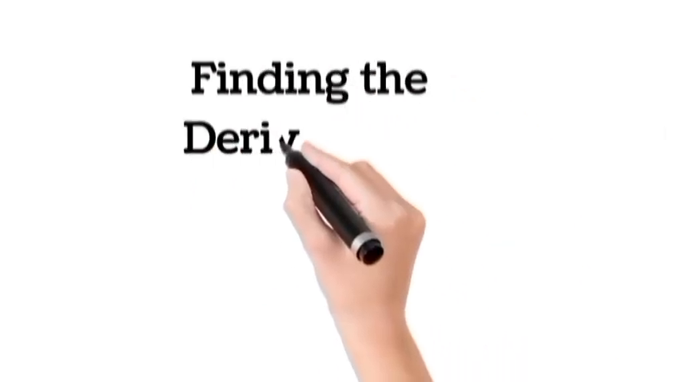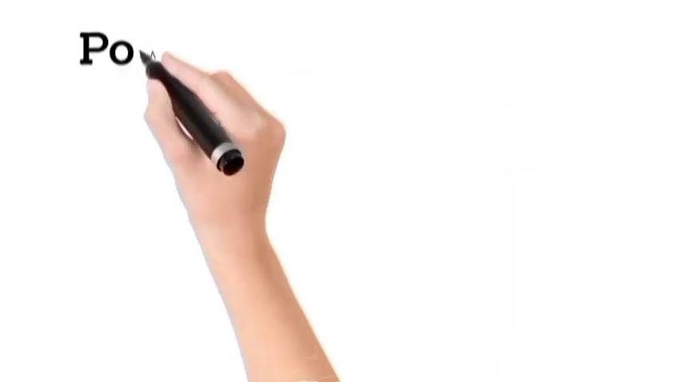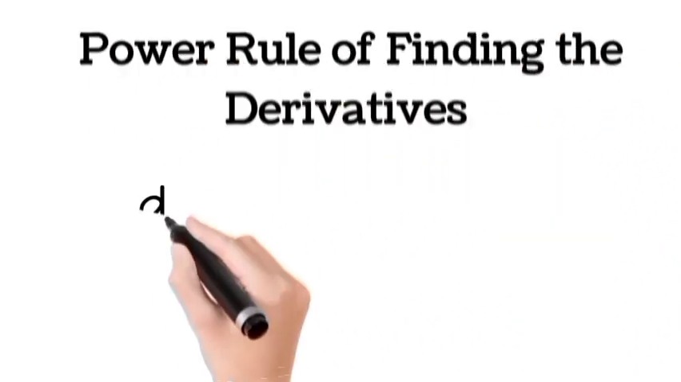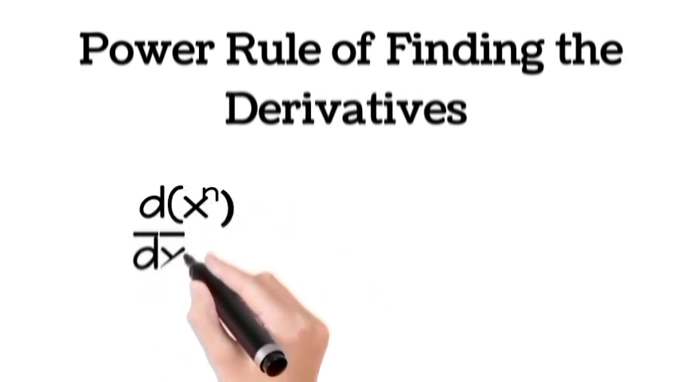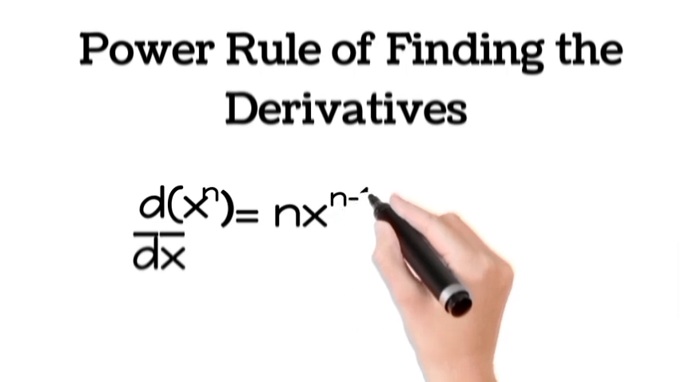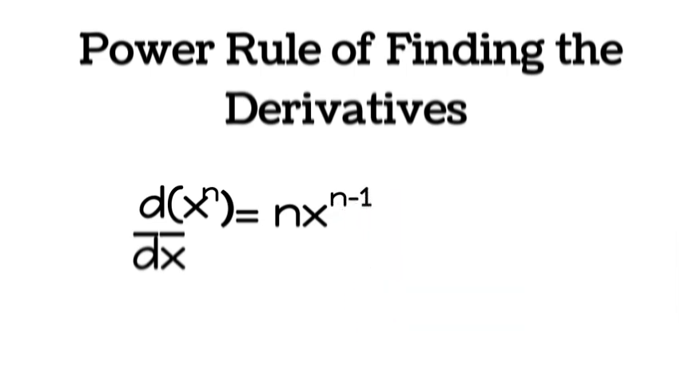Finding the derivatives is our topic now, especially the power rule. The power rule of finding the derivatives. The formula is: the derivative of x to the power n with respect to x is equal to n times x to the power n minus 1. You just multiply the original power n to x and subtract 1 from the original power n as the exponent of x.